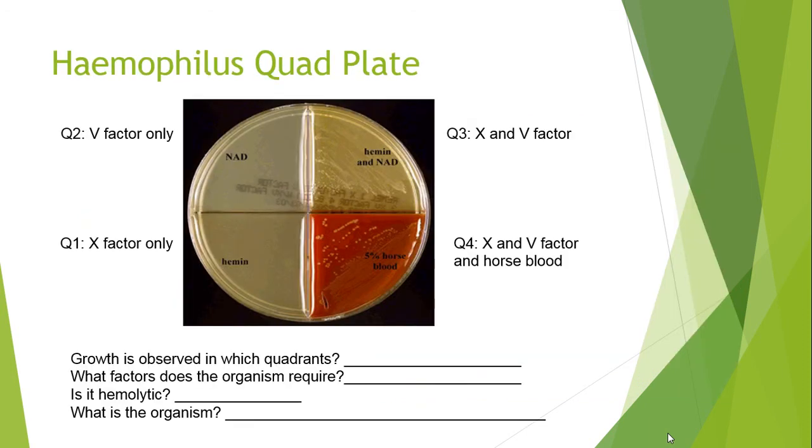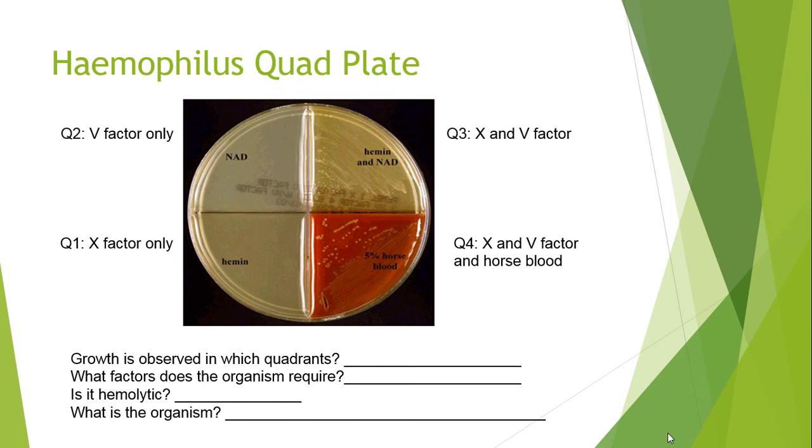Here's another way to do it, and this is what we'll do in lab. This is the Haemophilus quad plate. It's like one petri dish, but in each quadrant you have a different factor. In your first quadrant, there's only X factor, or only hemin. In your second quadrant, you only have the V factor, which is NAD. In your third quadrant, you have both factors, NAD and hemin. And in your fourth quadrant, you have sheep blood, so you can tell whether or not it lyses sheep blood or horse blood, and it's also got both X and V factor in it.